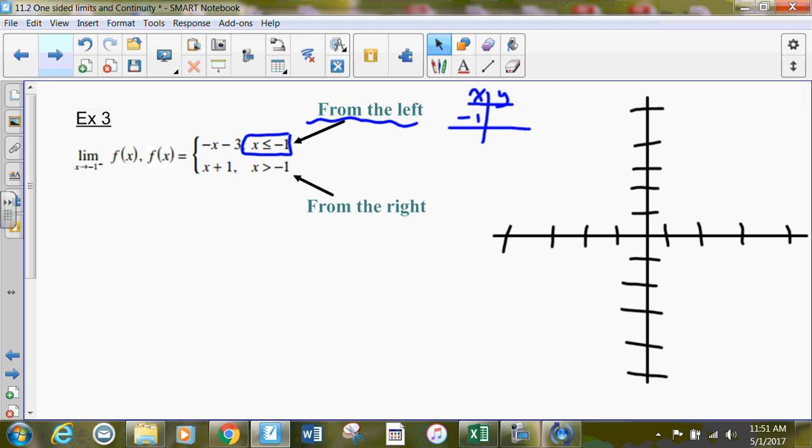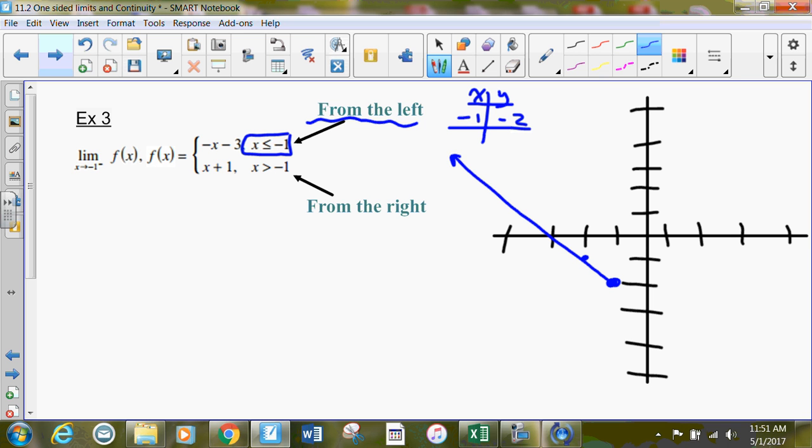Okay, so from the left, we plug in the -1, and we're going to get what? 1 minus 3 is -2. So we'll have -1, -2. We are going to put a solid dot in there. And then we know that the slope is negative, so we're going to go up 1 over 1 this way because I'm only interested in what's going on to the left of -1.